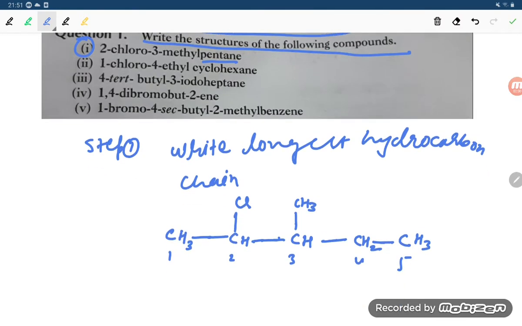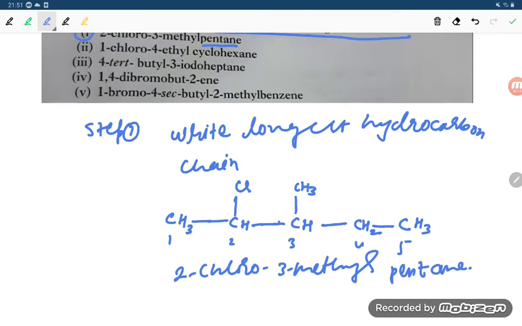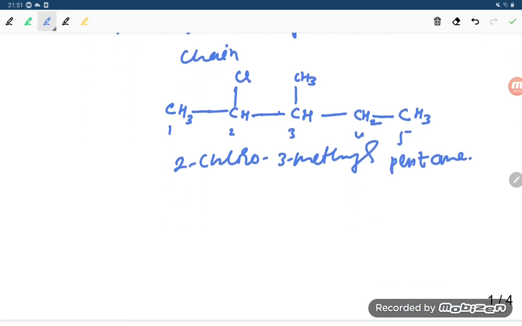So what is the formula, students? Here is the 2-chloro, and 3-methyl. 2-chloro-3-methyl, and what next will come? The word root, that is pent, and single bond is there, so pentane. Now let us move to the second one: 1-chloro-4-ethylcyclohexane.